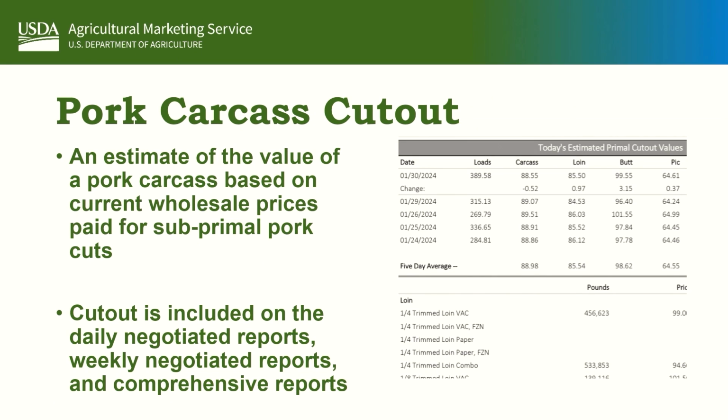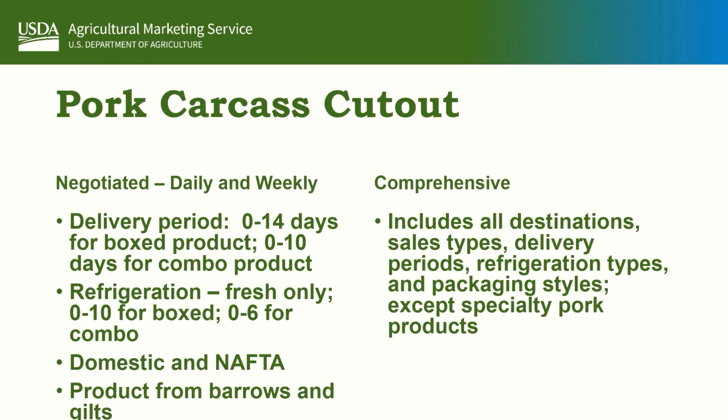Again, remember, this is based off negotiated sales delivering within 0 to 14 days on boxes, 0 to 10 days on combos. The refrigeration is fresh only. The frozen doesn't go in there on the daily report. It has to come from barrows and gilts. Now, the comprehensive includes everything else besides that.